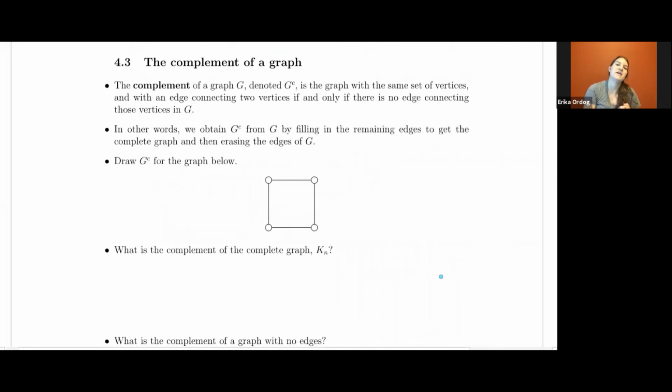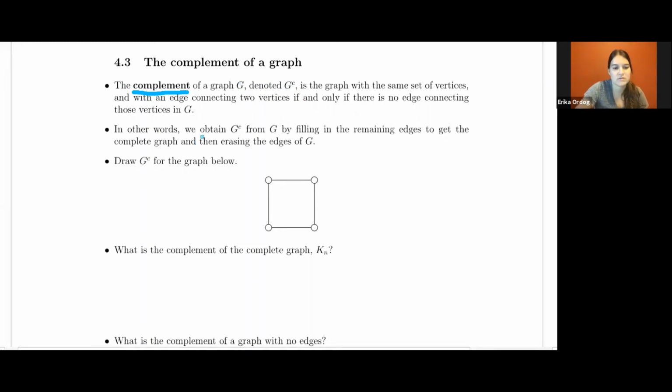Okay, and lastly, we'll tie these two ideas together with something called the complement of a graph. The complement of a graph G, which we denote as G^c with a C in the superscript, is the graph with the same set of vertices as G, but there's an edge connecting two vertices in the complement if and only if there is no edge connecting those vertices in G. So we start with the graph G, we get rid of all the edges in G, and we add in all edges between every pair of vertices where there's no edge in the original graph.